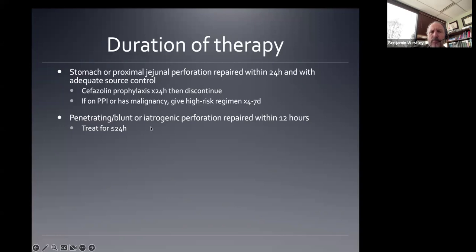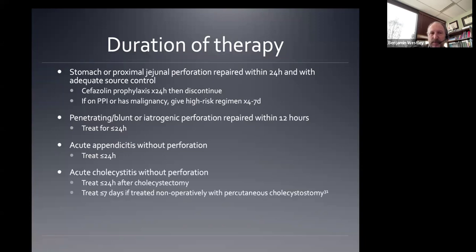If you have a knife in the stomach, penetrating or blunt trauma, or you're in a car wreck, or something happens in surgery accidentally and you poke a hole in the intestines and you repair it within 12 hours, then the recommendation is to just give 24 hours of antibiotics essentially for prophylaxis and stop. Sometimes these patients end up on very long courses and they really don't need that based on the guidelines. Appendicitis that's not perforated, we also just give antibiotics around the time of surgery and essentially stop.